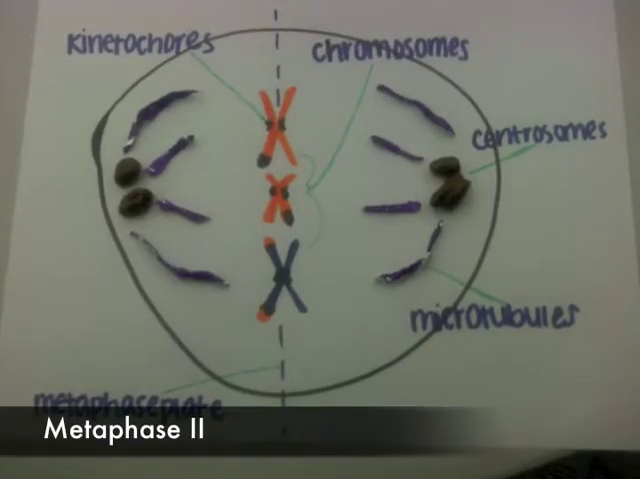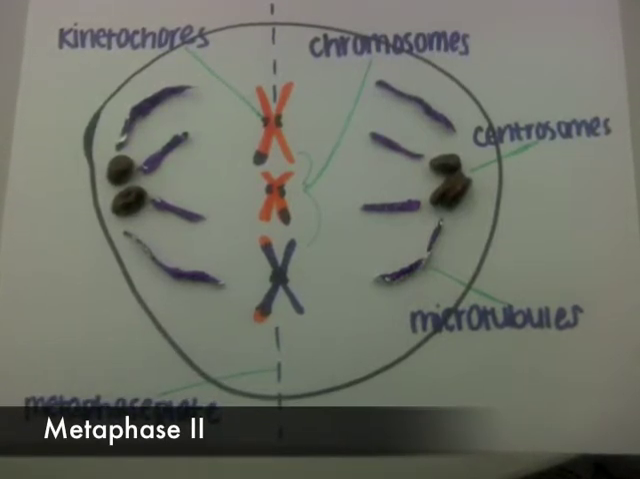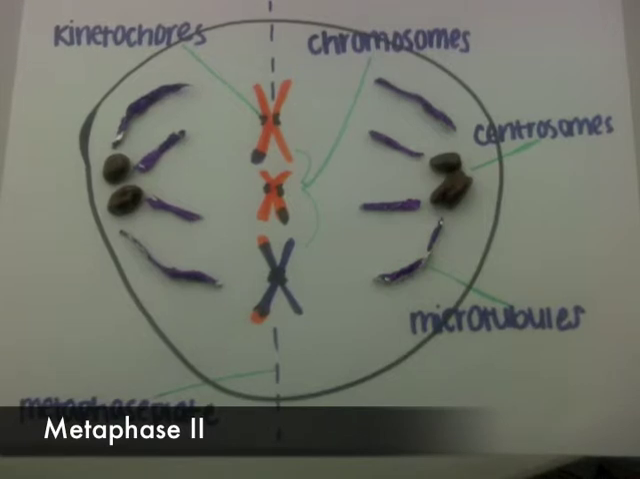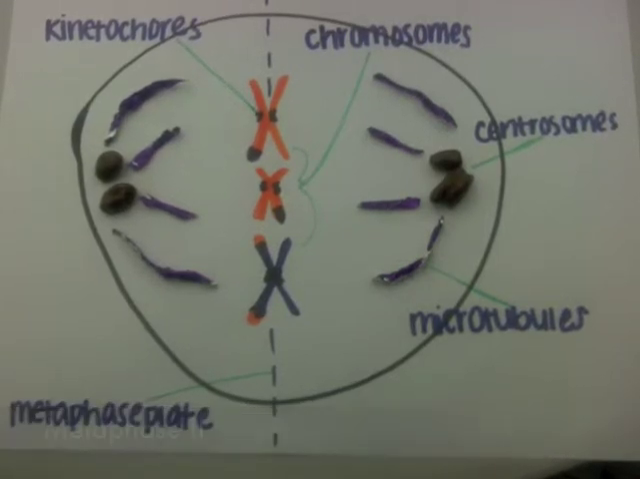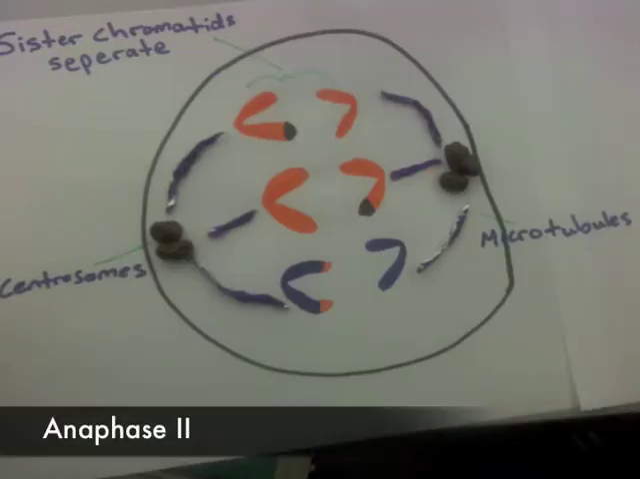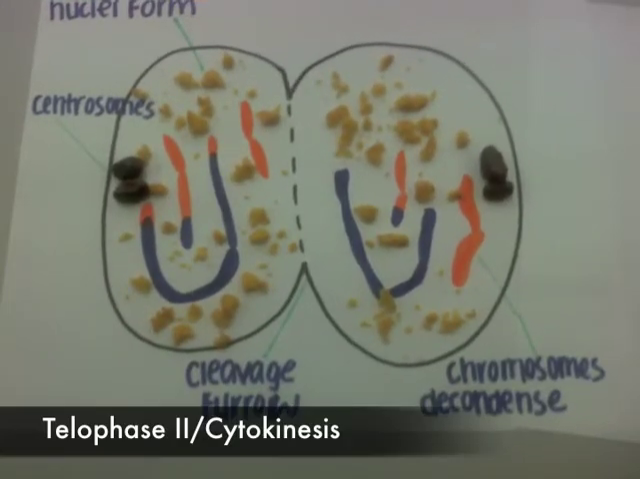The next step is metaphase 2. Similar to the previous metaphase described, chromosomes are positioned on the metaphase plate. The kinetochores of the sister chromatids point toward opposite poles and microtubules from respective poles attach. Moving on to anaphase 2. The breakdown of proteins holding the sister chromatids together at the centrosome allows the microtubules to move the chromatids toward opposite poles. To finish up meiosis, telophase 2 and cytokinesis occur.